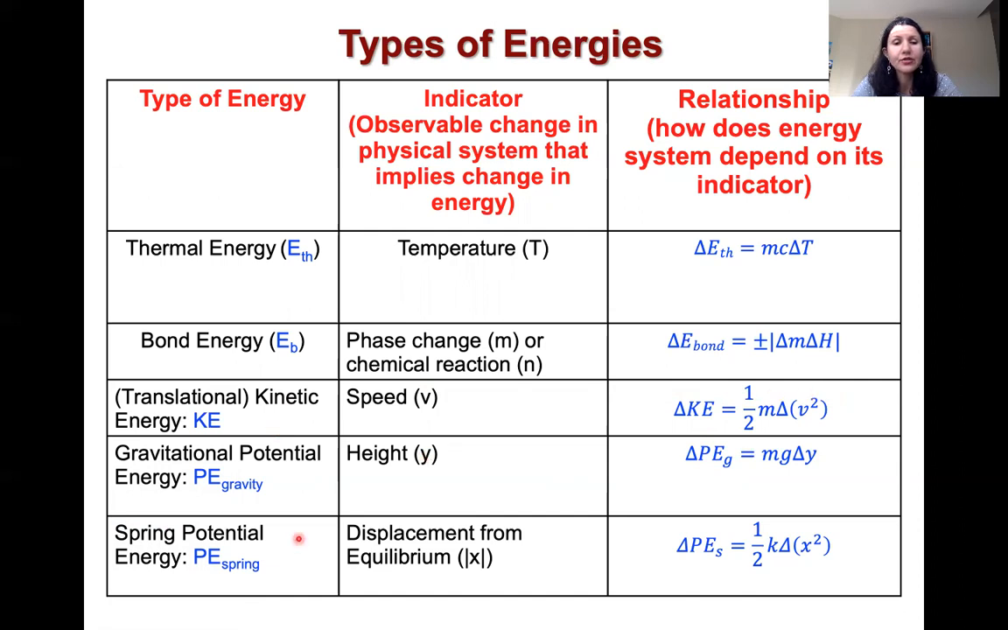Then we looked at two types of potential energies, gravitational and spring mass. Both of them have to do with the physical position of the object. Gravitational potential energy has to do with height away from the Earth or towards the Earth, and the spring mass has to do with distance relative to its equilibrium position.